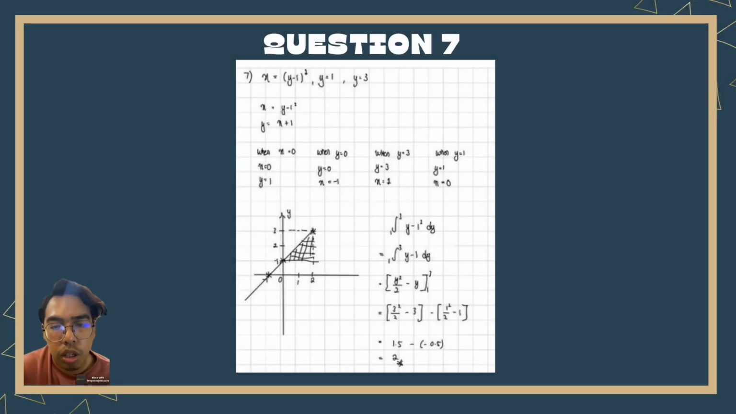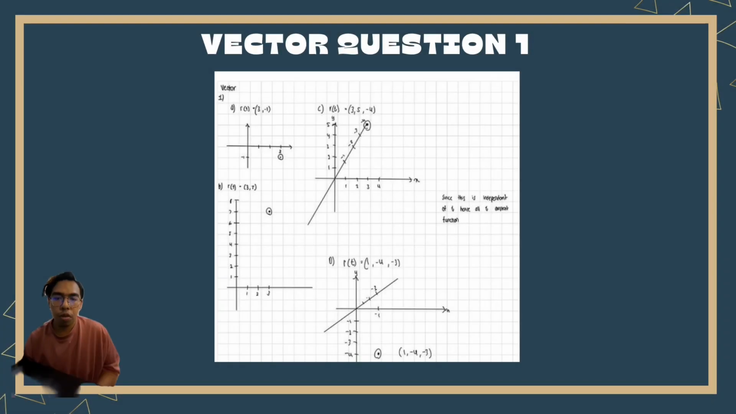And the last question for this topic, question 7, we just rearrange the equation and substitute the value of y and get x equals 2 and x equals 0. Then we sketch the graph as shown in the answer. After drawing the graph, we integrate the equation and split based on the range of x values and got the answer, which is 2. For vector question 1, they give us the point of intersection.